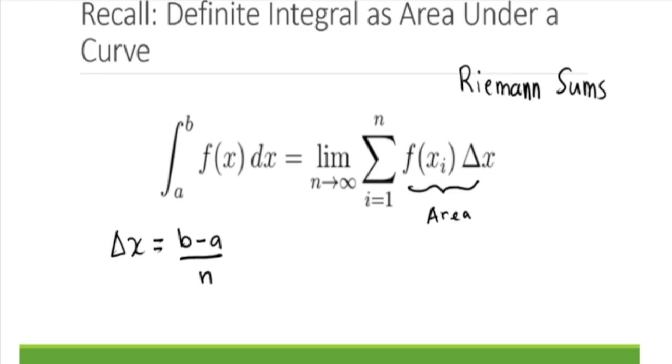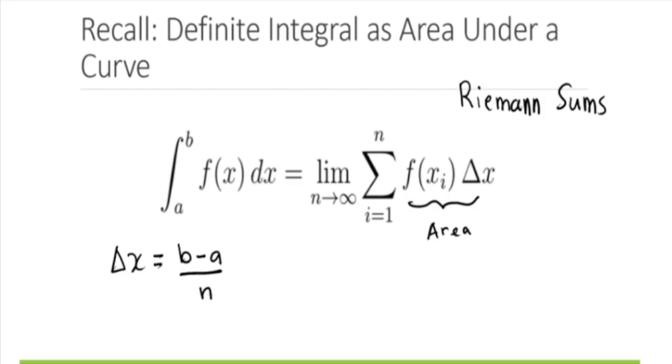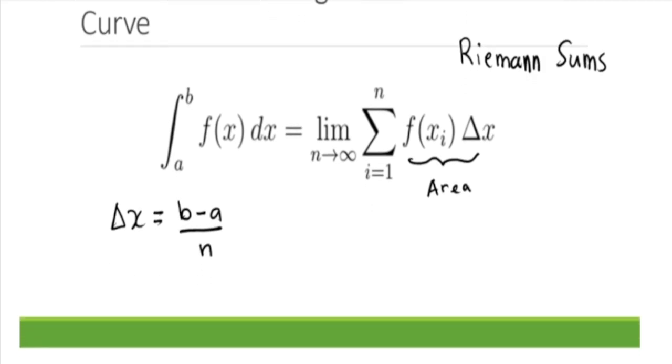Okay, we can use this definition to prove the properties that we're going to discuss shortly. Okay, let's proceed to discussing the properties.